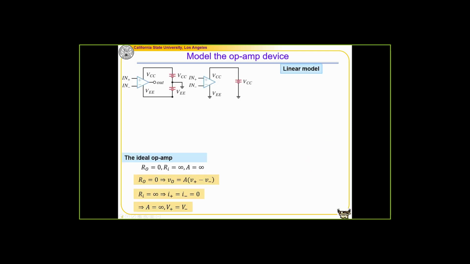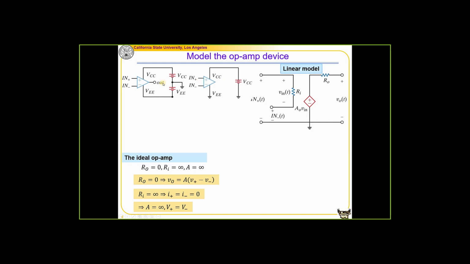The next topic is a model of the opamp device. This is the opamp that we took from the previous page. How do you model this? This is a linear model of the opamp. Let's find the pins first. The output is over here. So this is one pin from the opamp, right? The same thing on this side.